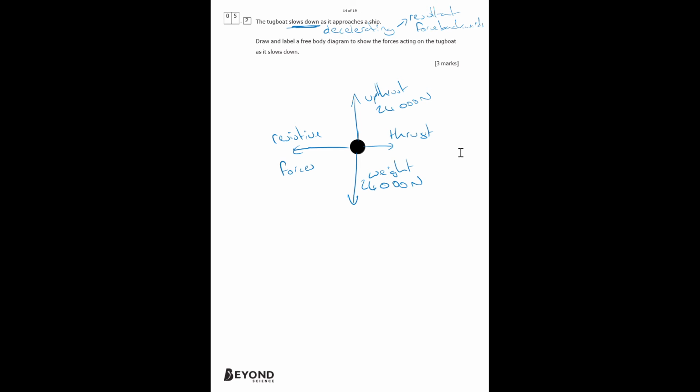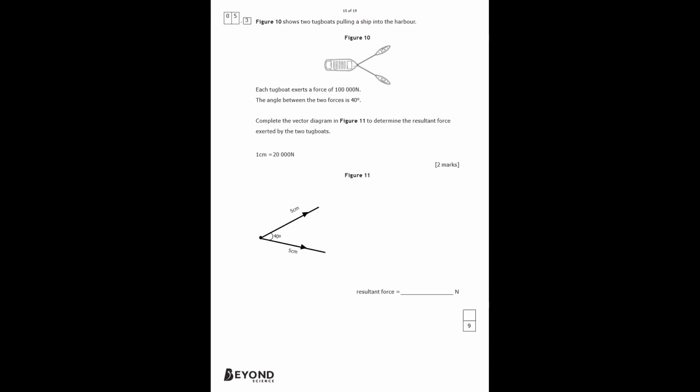Good. You're also allowed the absence of the thrust arrow, so it's possible that they've turned off the engine altogether or released the clutch and the boat is just moving slowly or slowing down that way. Okay, 5.3. Oh, I can already see a parallelogram of forces here.